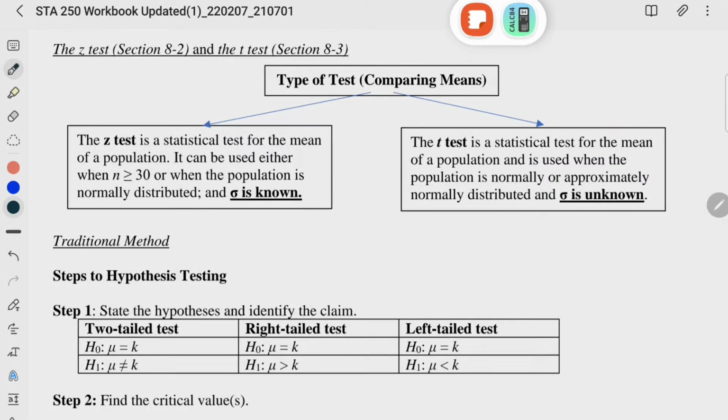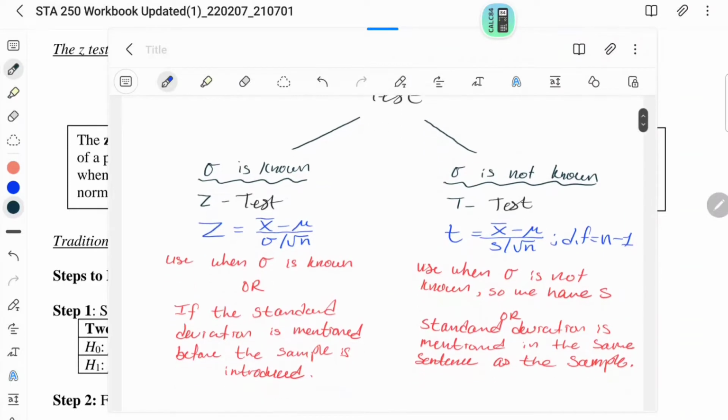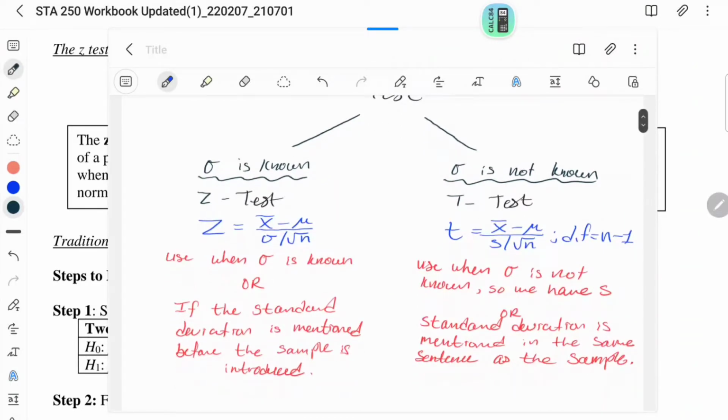Going back to the diagram that I drew for confidence intervals, when it comes to a test, if the population standard deviation is known, we're going to be using a z-test. And here's the z-test formula. We use it when sigma is known or when the standard deviation is mentioned before the sample is introduced. It is a t-test when the population standard deviation is unknown. I should put unknown right here.